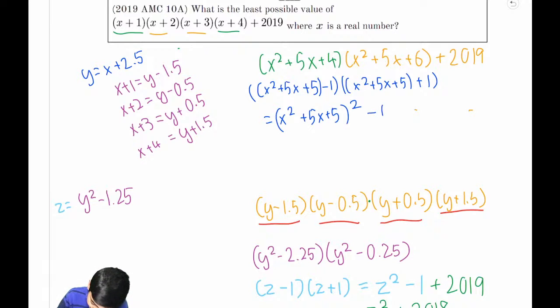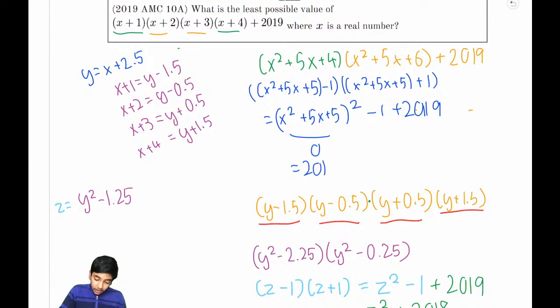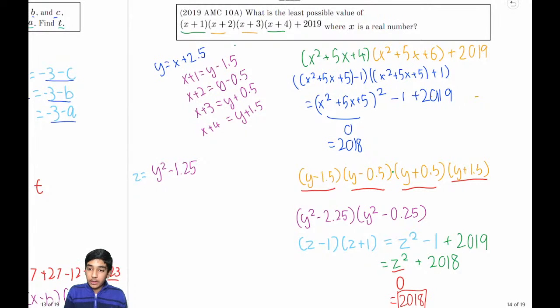minus 1 plus 2019, and the minimum of this is again 0, and this is just going to be 2018. And this is the shortest way of solving it, but it's a bit unclear how you decided to multiply these green terms and orange terms. That's why I took the long route with assigning variables and using symmetry, because that gives a much nicer solution and gives you the insight of how you actually think of it.